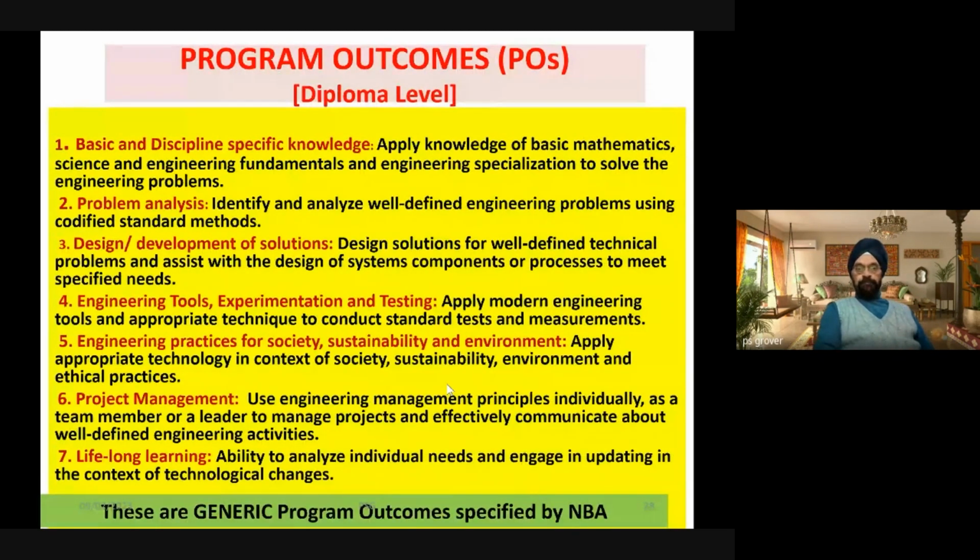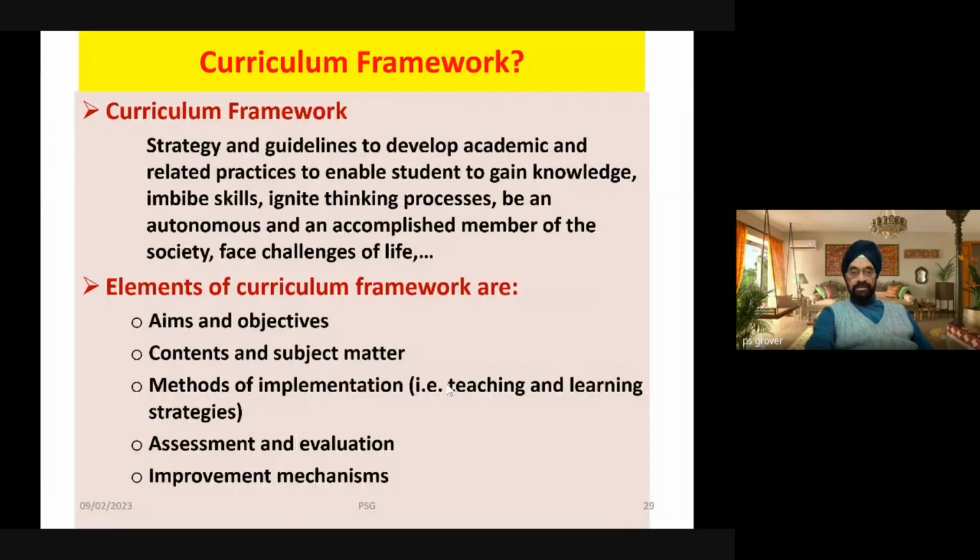Now see here, these are diploma program outcomes: basic and discipline-specific knowledge. Then students should be able to apply knowledge of basic mathematics, science, engineering, problem analysis, and all those things. Now these outcomes which I have written will help us to design the curriculum and syllabus. So the curriculum framework will be a strategy and guideline to develop academic and related practices to enable students to gain knowledge and skills, igniting their higher thinking skills.